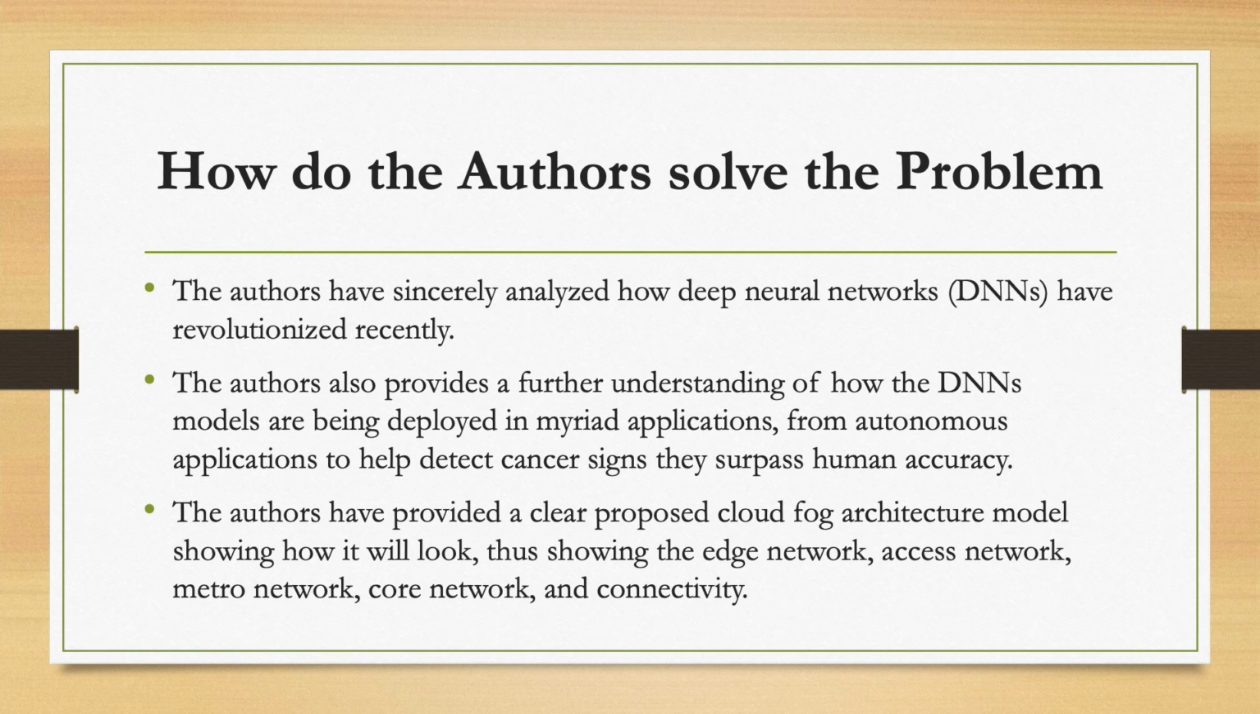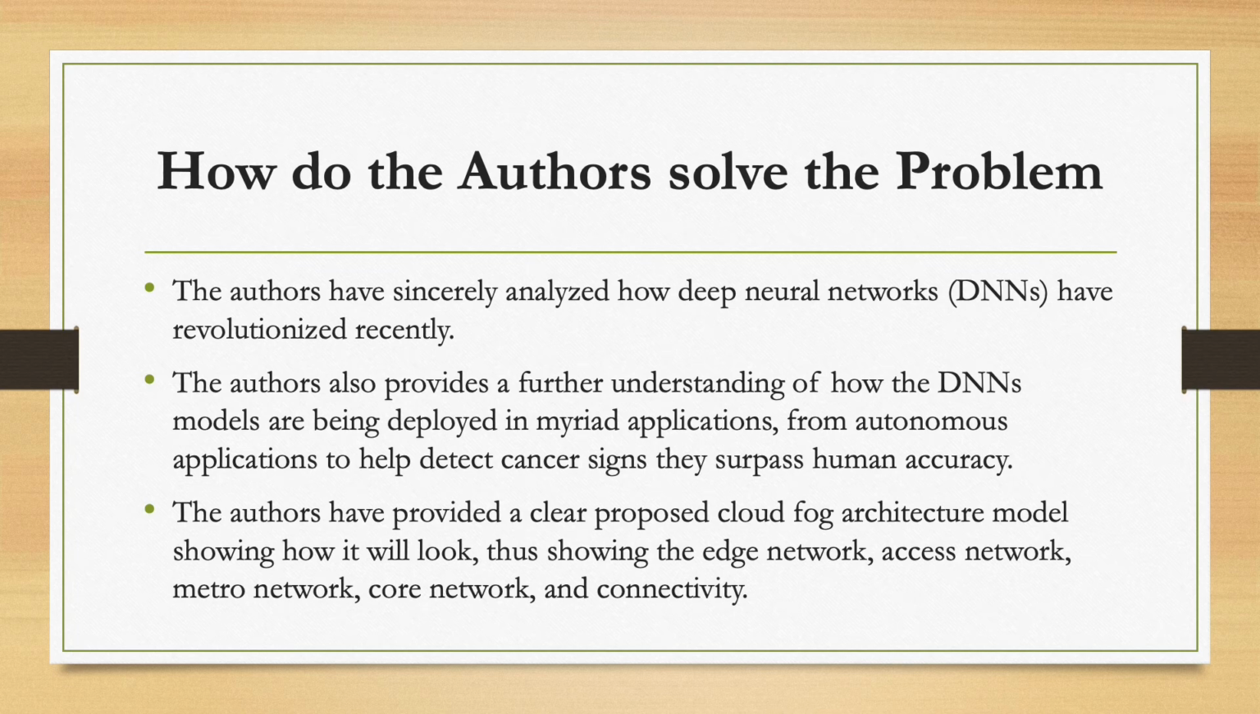The authors carefully analyze how deep neural networks have recently revolutionized many fields, and they provided a further understanding of how deep neural networks are being deployed in many applications, from autonomous applications to helping detect cancer signs in ways that surpass human accuracy. They have also provided a clear proposed fog architecture model, showing how it will work.